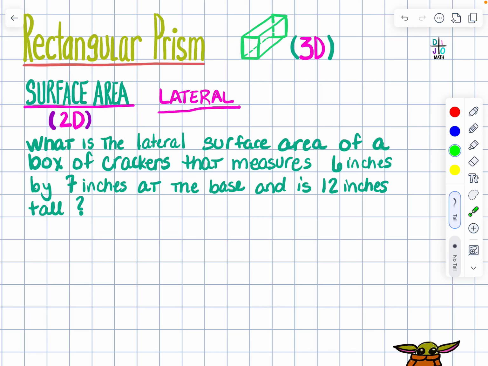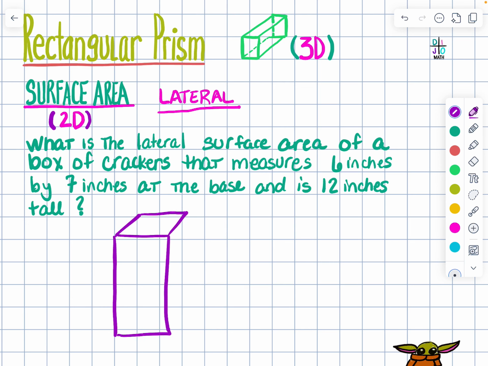All right, we want to know what is the lateral surface area of a box of crackers that measures 6 inches by 7 inches at the base and it's 12 inches tall. So the first thing I want to do is just draw a picture. I know it's a rectangular prism because it's a box. So I'm drawing 3 parallel lines connecting everything together. And then I'm just drawing the dashed line so I can see all 6 of the surfaces.